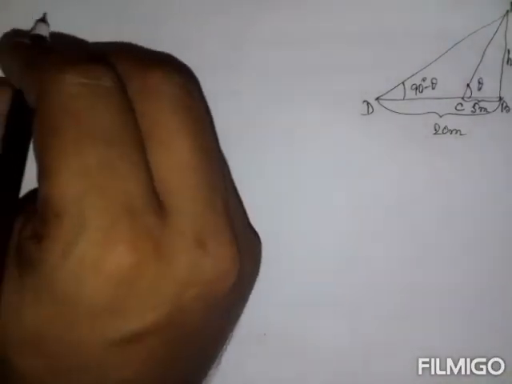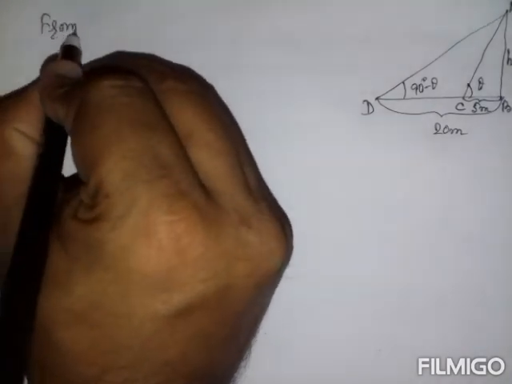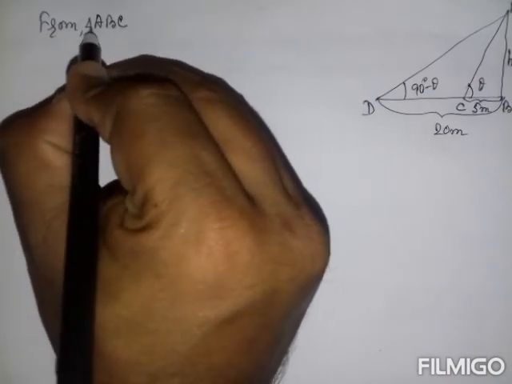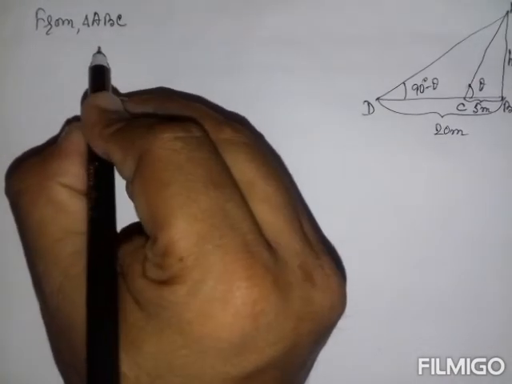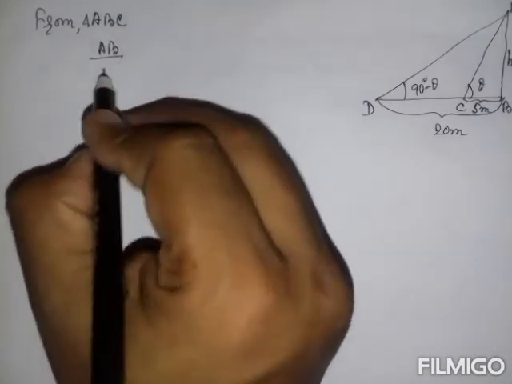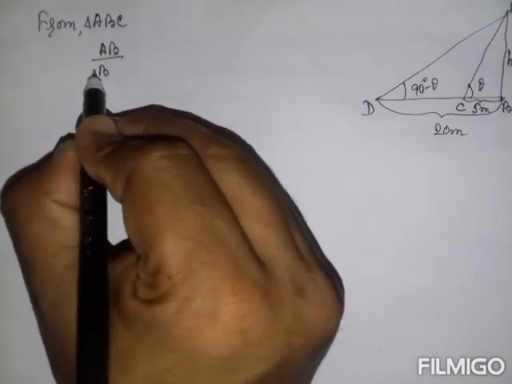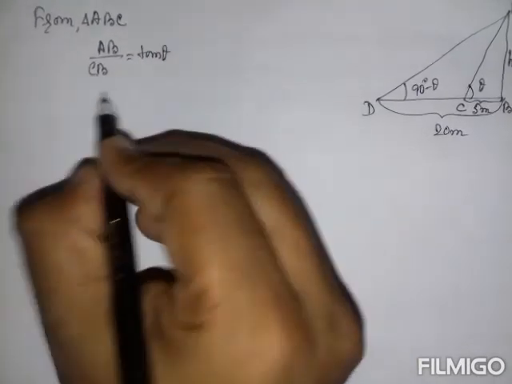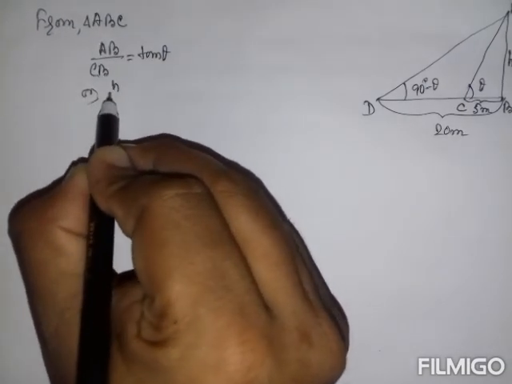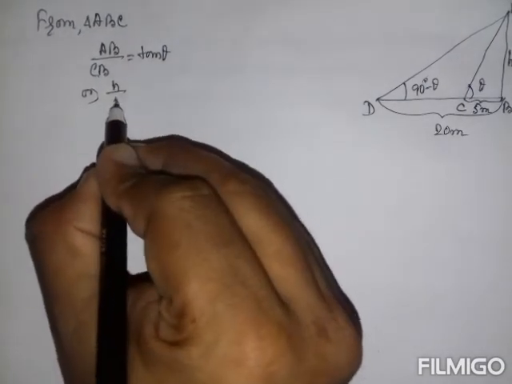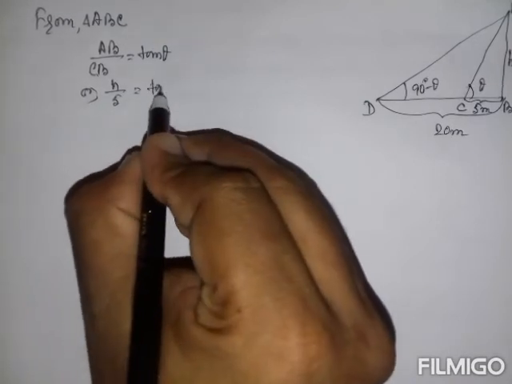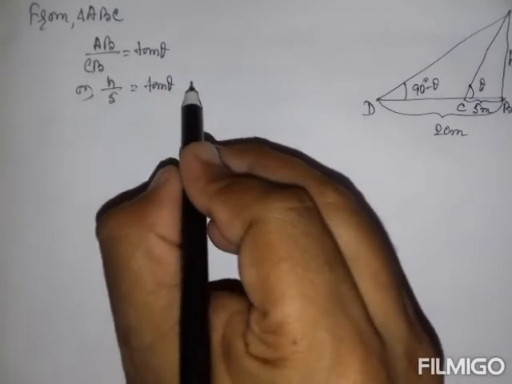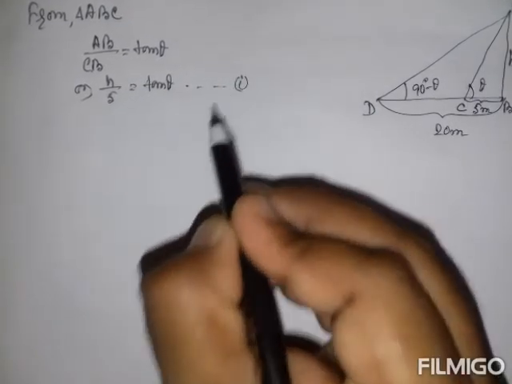Now from right angle triangle ABC, we can tell that AB by CB is equal to tan theta, or AB means H and CB means 5 is equal to tan theta. Okay. This is equation number 1.